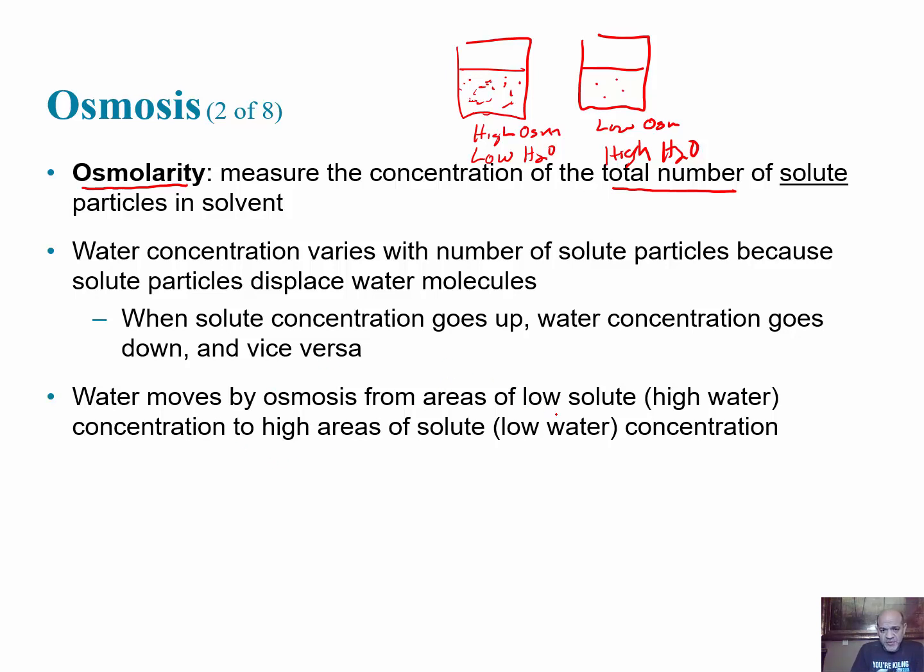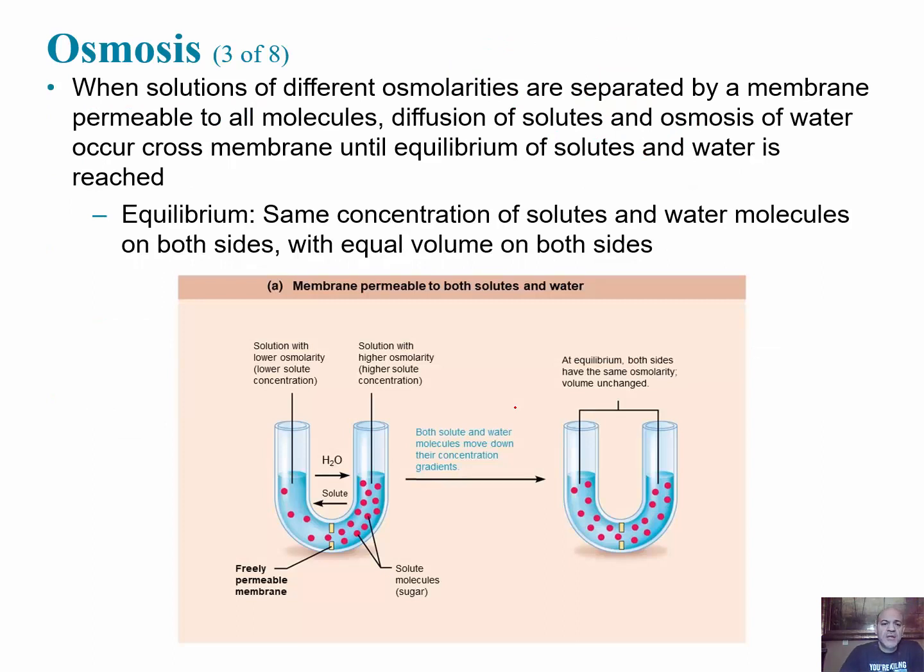Now water is going to move by osmosis from areas of low solute. Remember, low solute means actually high water concentration, to areas of high solute concentration. And if you have high solute concentration, then you have low water concentration. So really water is moving the same way. We can't get confused here, because oftentimes we refer to the solute, but it's a solvent that's moving. So when the solute is low, water is high. When the solute is high, water is low. So water is going to move down its concentration gradient. So we have to be careful with how these terms are used.